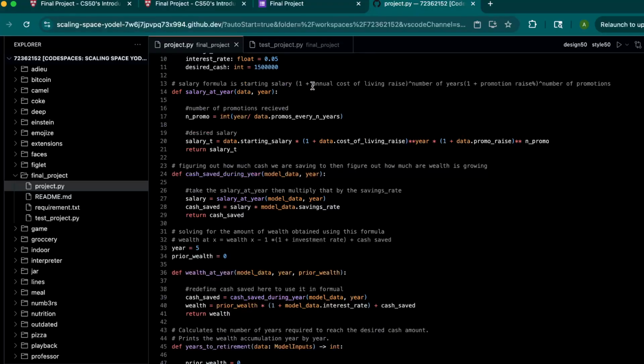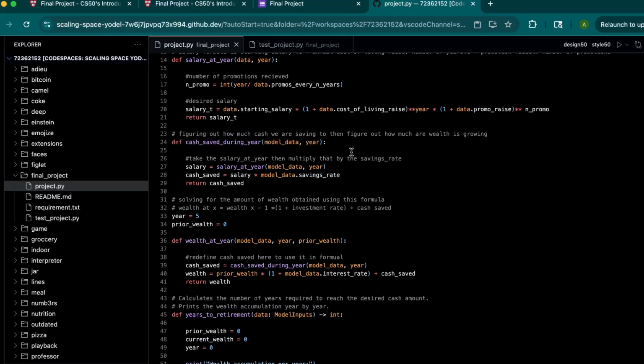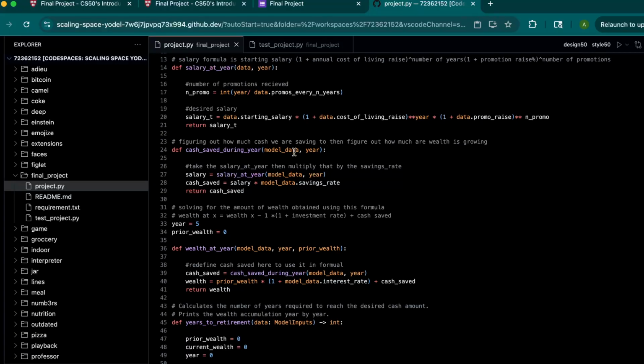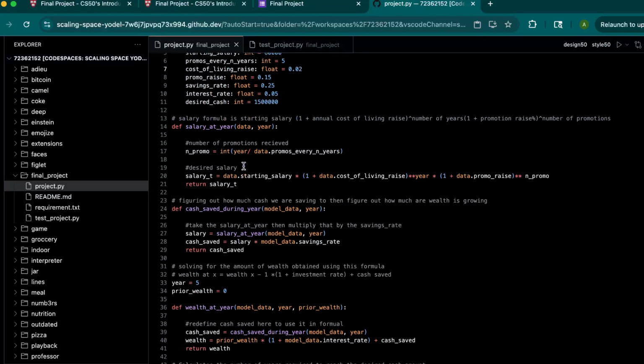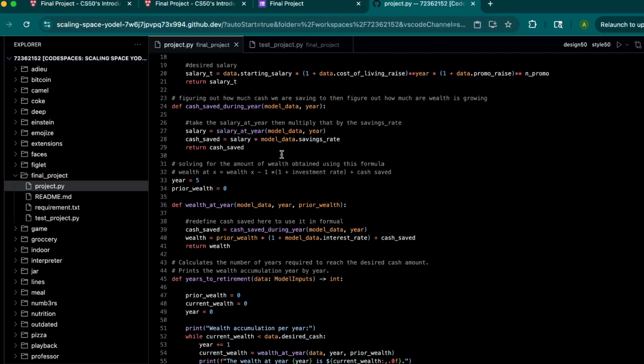I wrote the formula here in numeric form. It is the starting salary multiplied by 1 plus the annual cost of living rising, to the power of the number of years, then multiplied by 1 plus the promotion raise percentage, to the power of the number of promotions. Then after we figured out the salary, we figured out how much cash was saved each year by using the salary that we found and then multiplying it by the amount that we save each year.